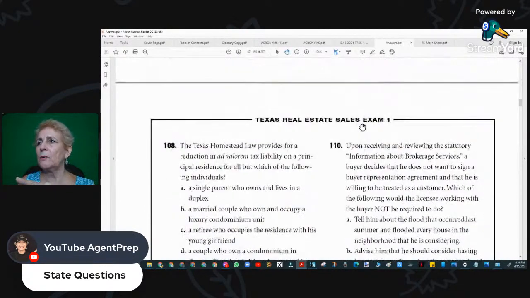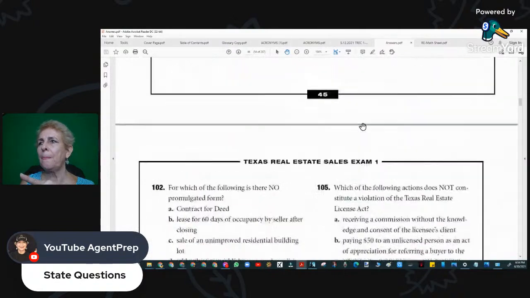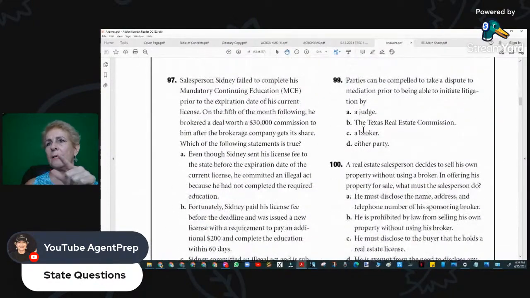Okay, on this book, questions 81 through 110 are state questions. Okay, number 97. It's a long question. Salesperson Sydney failed to complete his mandatory continuing education, MCE, classes prior to the expiration date of his current license. On the 5th of the month following, he brokered a deal worth $30,000 in commission to him after the brokerage company gets their share. So let's say it's a 20-80 split, right?